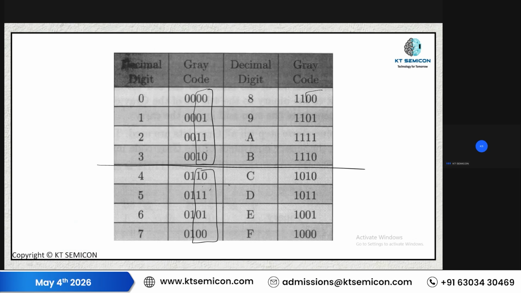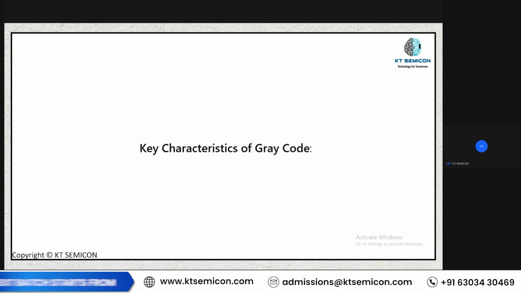Here also you can see 0, 0, 0, 1, 1, 1 and 1, 0. If you treat this as a sequence and the middle one as a mirror, then you can see the exact reflection over here: 1, 0, 1, 1, 0, 1 and 0, 0. So that's why this particular gray code is also called a reflective code.